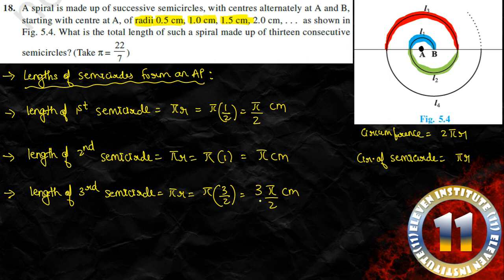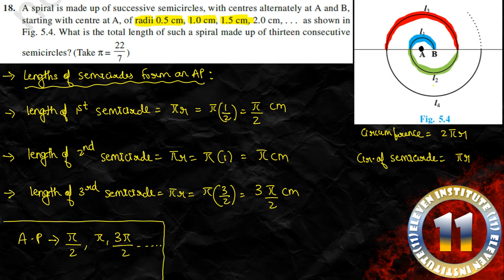Now we can clearly see this forms an arithmetic progression. So we can write that arithmetic progression here. The first term is pi upon 2, the second term is pi, the third term is 3 pi upon 2, and so on. This is the arithmetic progression that is being formed.